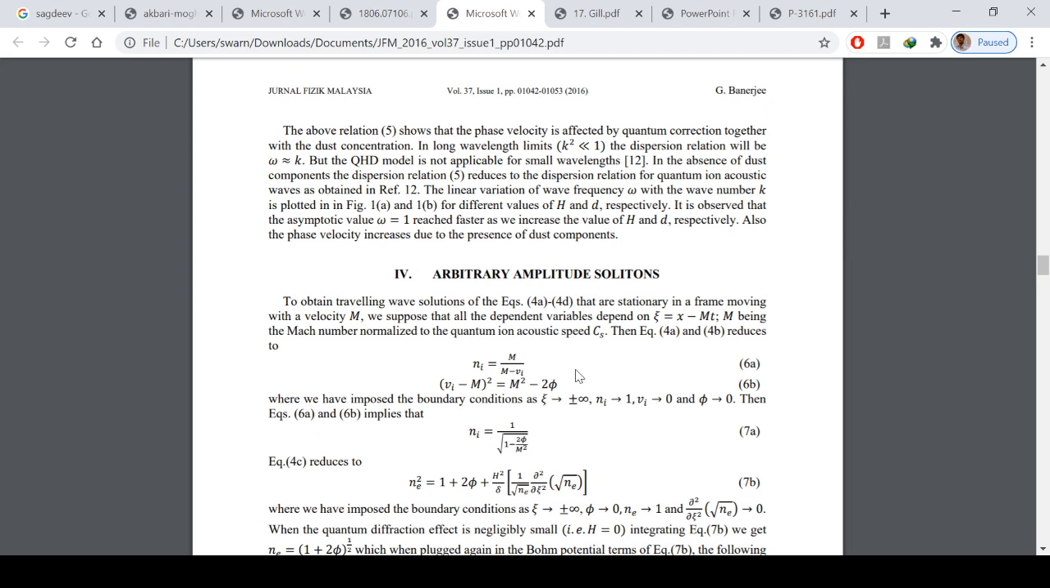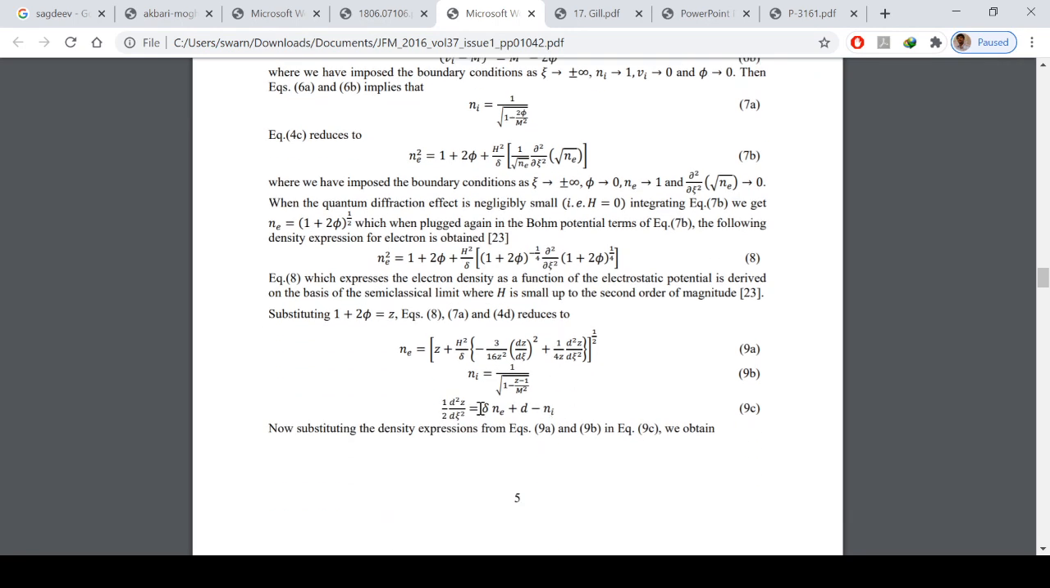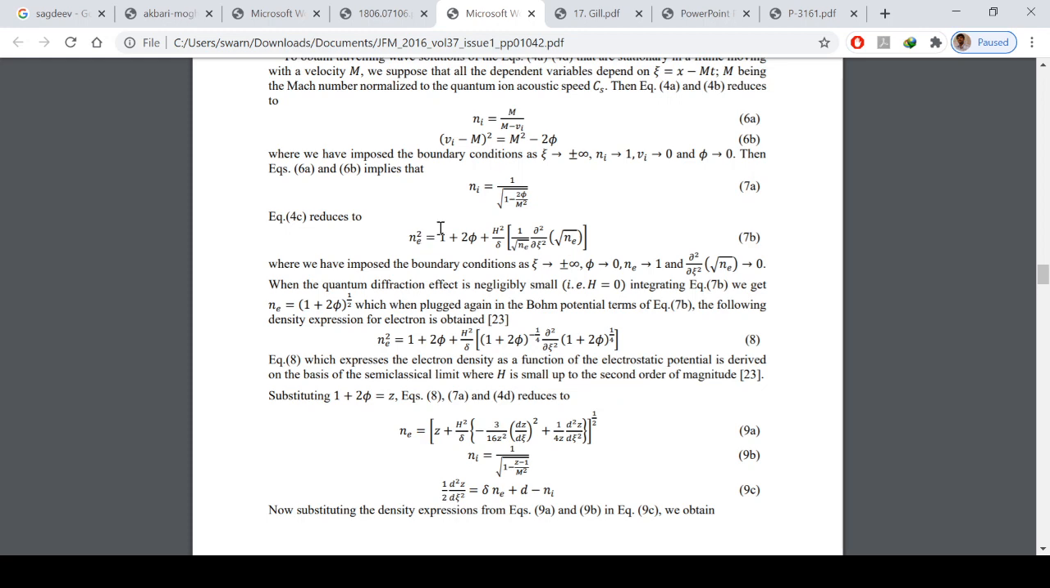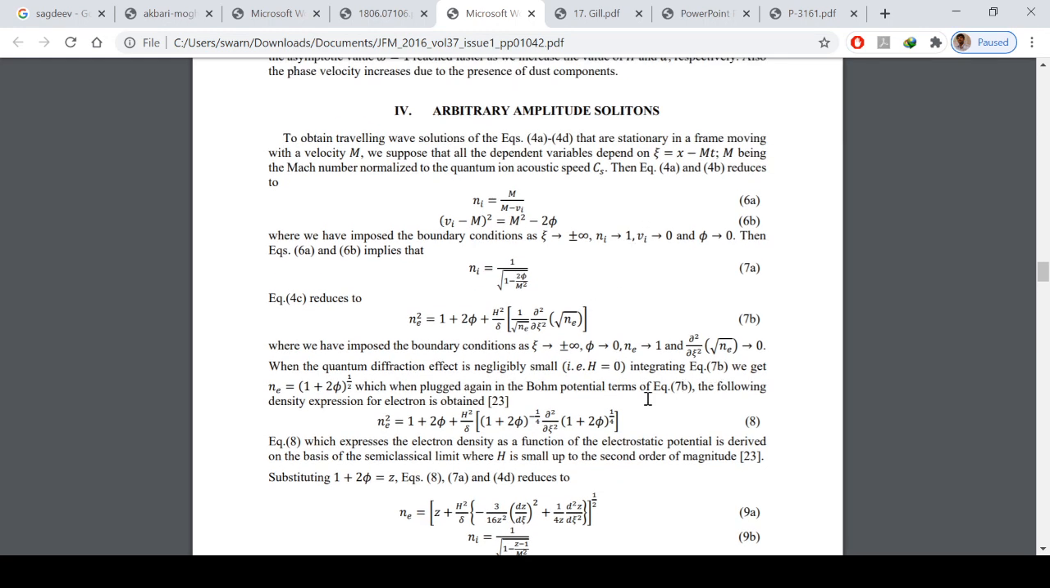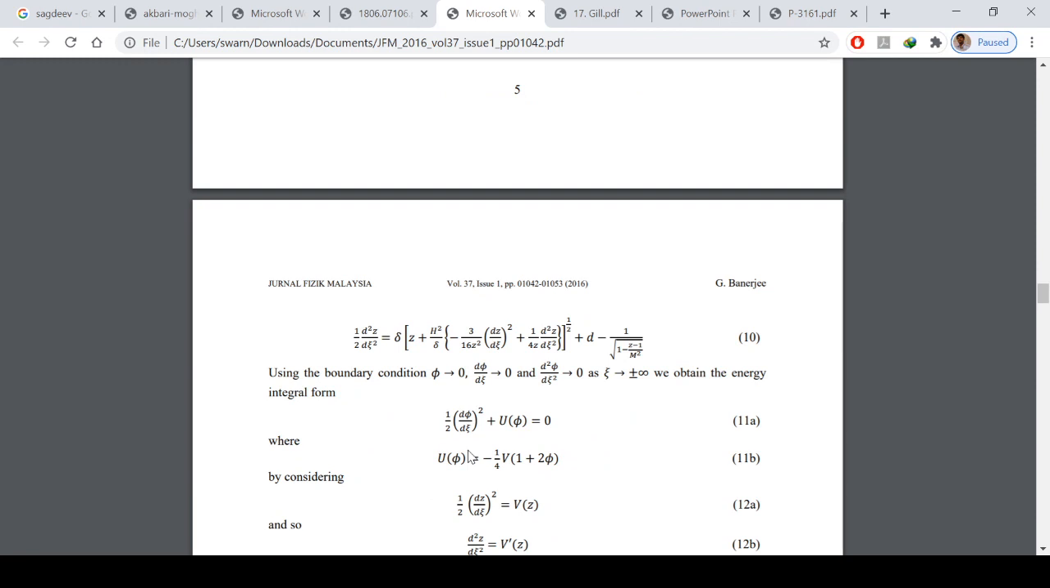So for that, the KdV equation is not suitable. We try the Sagdeev pseudopotential method, and we get n and φ related like this. Similarly, we get an expression like this in terms of the density, root over n. They have also taken root over n as z, I think. Oh, they have taken 1 plus 2φ as z. They have just carried out the substitution. So they get a Sagdeev pseudopotential.